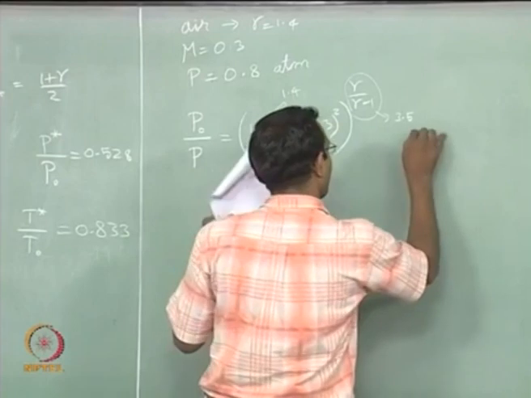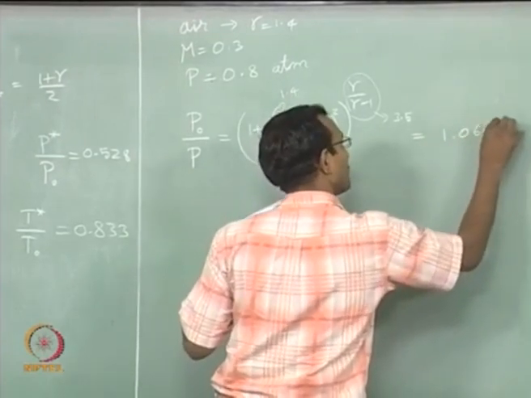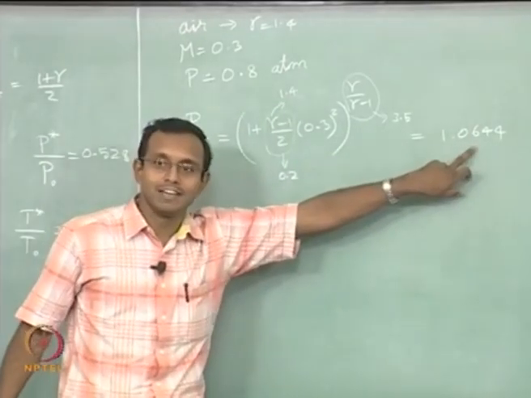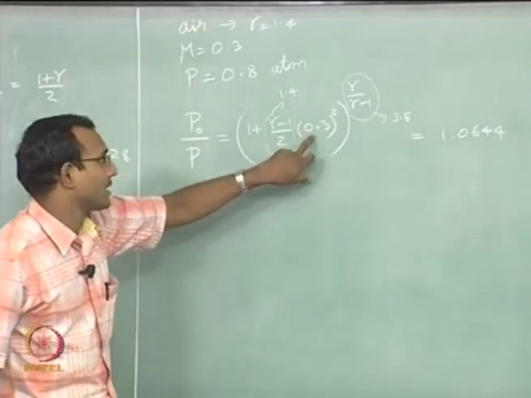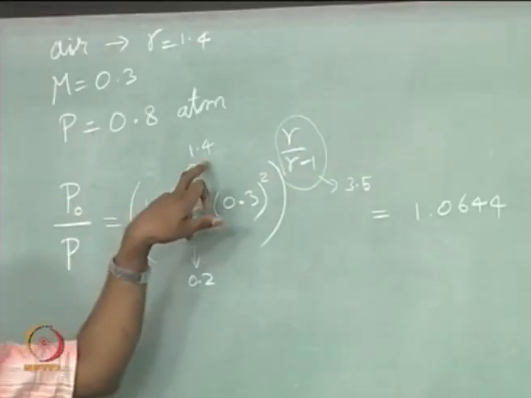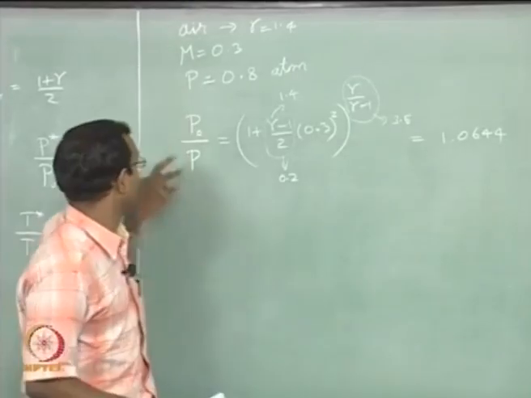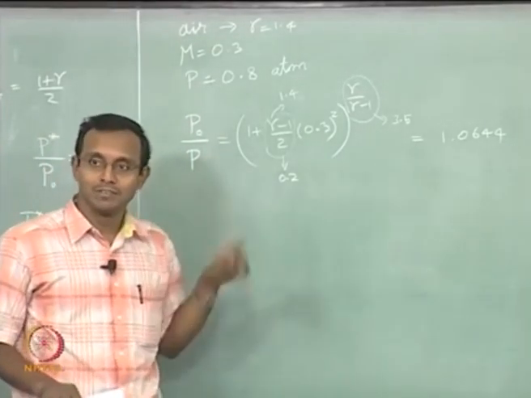That happens to be 1.0644. Okay, I just calculated this. Ideally, you can get this number directly from tables. If you go look for Mach number 0.3, gamma equal to 1.4, look at the column P0 by P, you will get this. There are some books which give you the reciprocal of this, P by P0, as the table columns. Be careful about it.